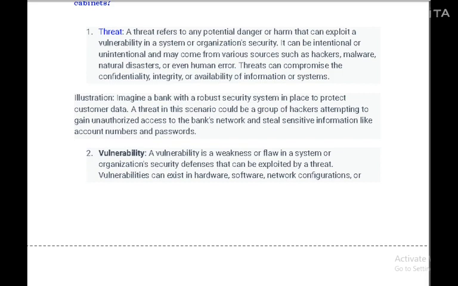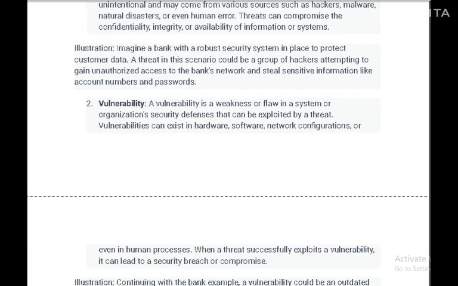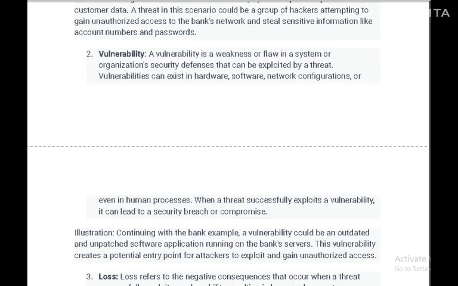If we imagine an example, let us take the example of a bank system, a bank with a robust security system in place to protect customer data. A threat in this scenario could be a group of hackers attempting unauthorized access to the bank network and stealing sensitive information like account numbers and passwords, and using them for their malicious purposes and activities.